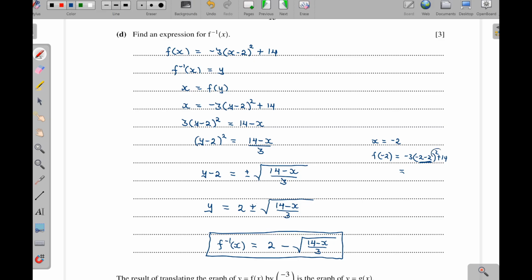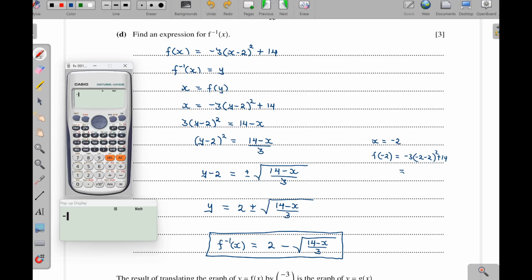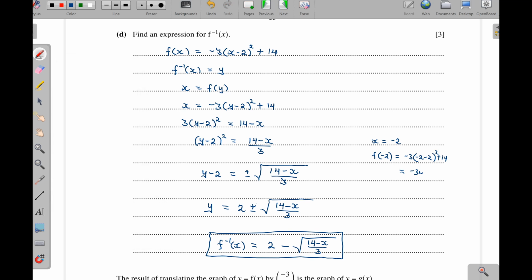This is negative 4 squared. Negative 4 squared will be positive 16. Positive 16 times negative 3, that is negative 48. Not so? Negative 48, then plus the 14. This one gives us negative 34. So we get negative 34.